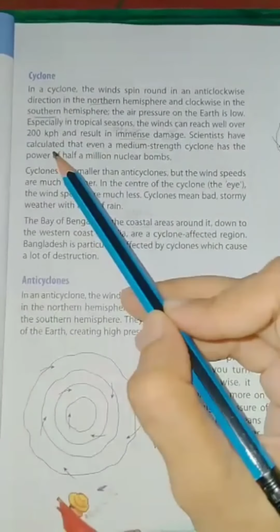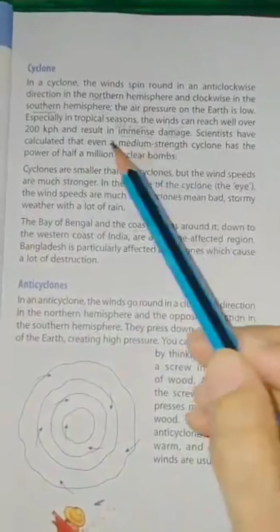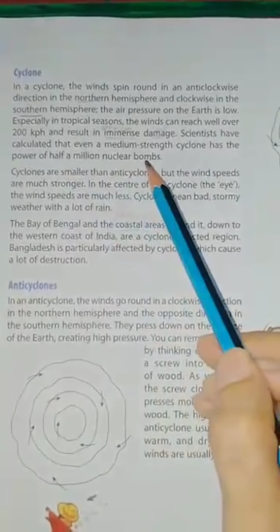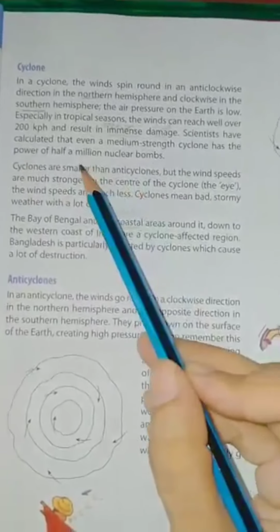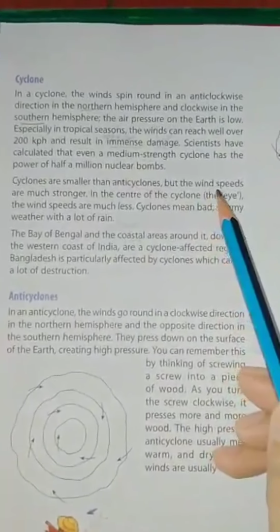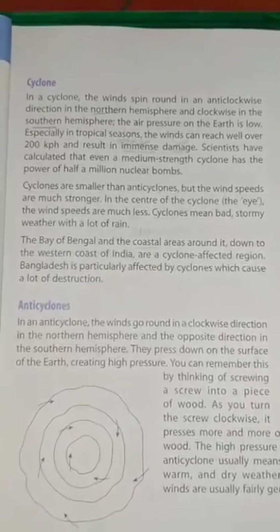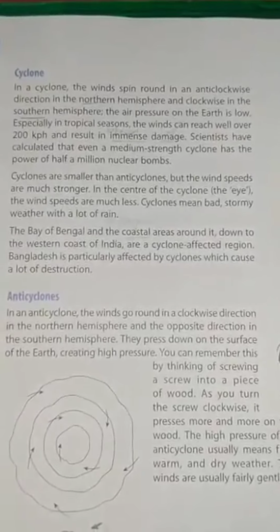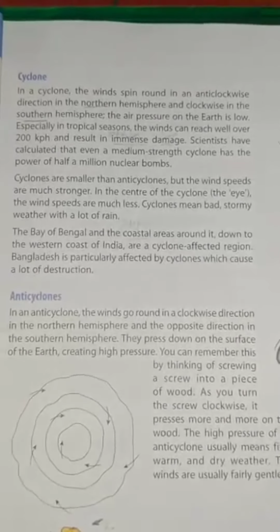Scientists have calculated that even a medium strength cyclone has the power of half a million nuclear bombs. Cyclones are smaller than anticyclones, but the wind speeds are much stronger in the center of the cyclone. In anticyclones the wind speeds are much less. Cyclone means bad, stormy weather with a lot of rain.